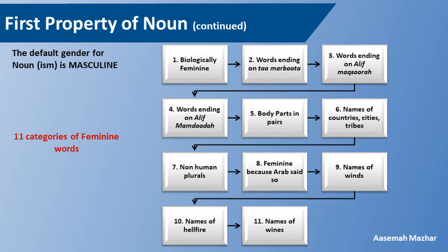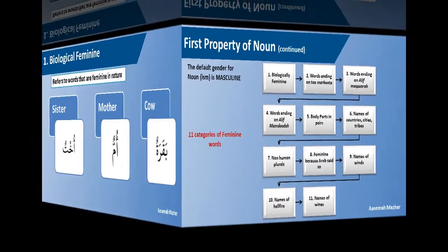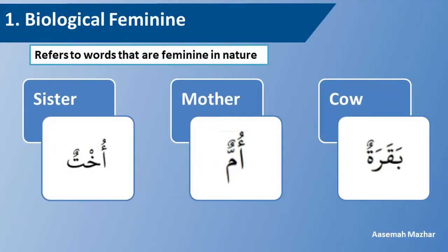Number 9, names of winds. Number 10, names of hellfire. Number 11, names of vines. All of these categories are mentioned in Quran, and as we will look into every category, we'll also look into the Quranic examples of that category. So let's jump into our first category. Our first category is biologically feminine. What does that mean? This refers to the words that are feminine by nature.